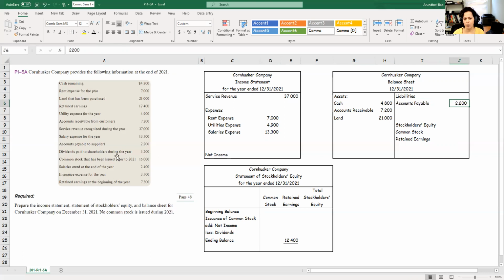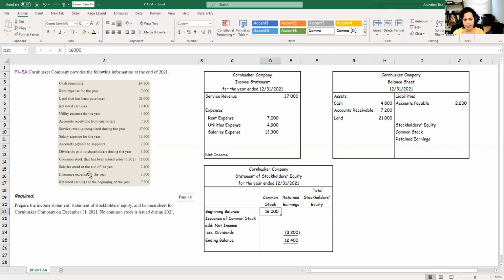Dividends paid to shareholders during the year. They paid out dividends. Dividends are always paid from retained earnings. It's paid out, so I'm putting it in parentheses to indicate it has to be subtracted. I wrote the word less over here, but I'm going to put this number in parentheses to indicate it should be subtracted. Common stock that was issued prior to 2021. So this is not common stock that was issued during the year. This was already issued in the past, which means this is my beginning balance.